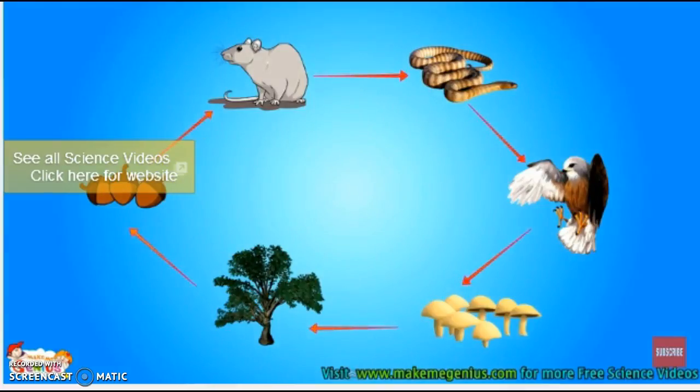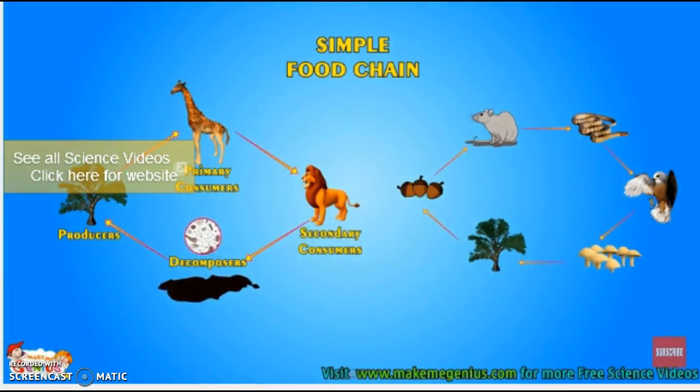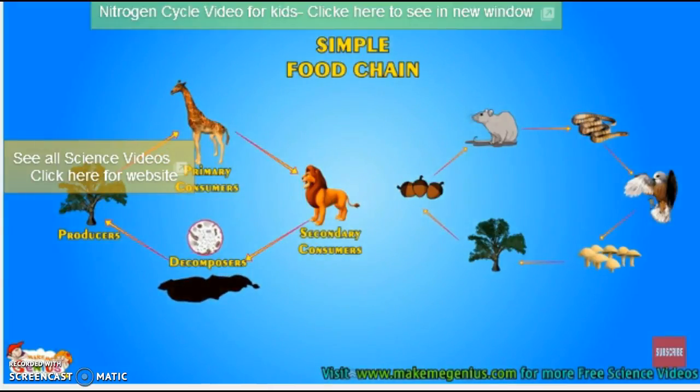Let us see another food chain. Here, a rat eats acorn fruit, which comes from a plant, and a snake eats the rat. An eagle eats the snake. The eagle dies. It gets decomposed, and plants use the decomposed nutrients to produce fruit. The food chains which we saw, which have one producer, one primary consumer, and one secondary consumer, are called simple food chains. Actually, life is not so simple.